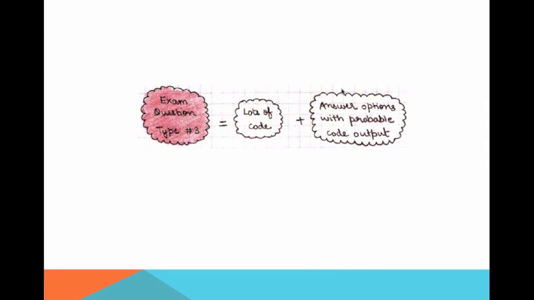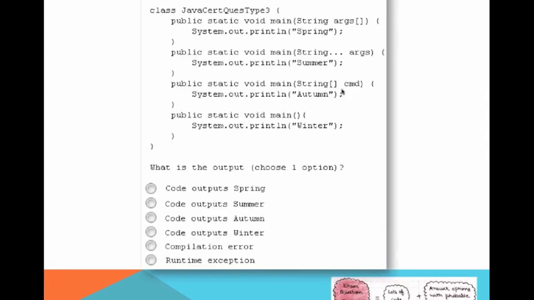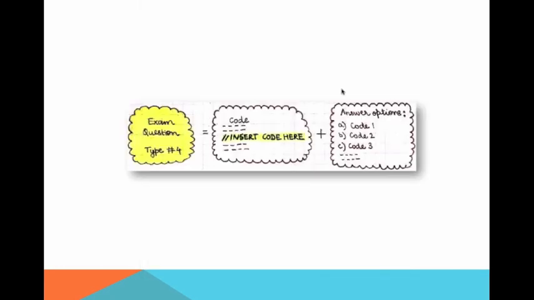In this type of question, you would see a lot of code and the answer options would state the probable code output. So here's an example with a class and some methods, and the question is on the output of the code. The next type of exam question is one where you would have a placeholder in the question and the answer option would include the probable answers, which when inserted would give you the required output.